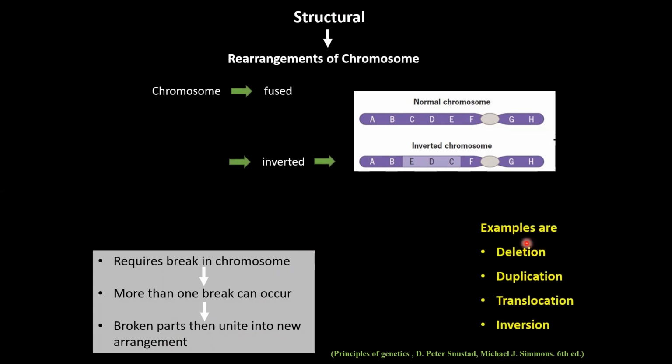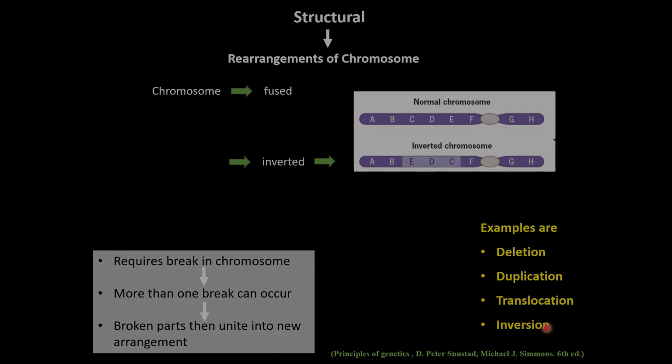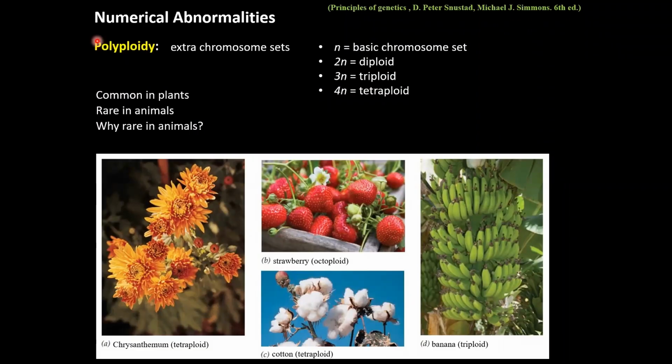The examples of structural aberrations are deletion, duplication, translocation, and inversion. Numerical abnormalities. First, we will discuss polyploidy. As we have discussed earlier, the organisms which carry extra chromosome sets are known as polyploid. It is very common in plants and very rare in animals. So why is polyploidy rare in animals?